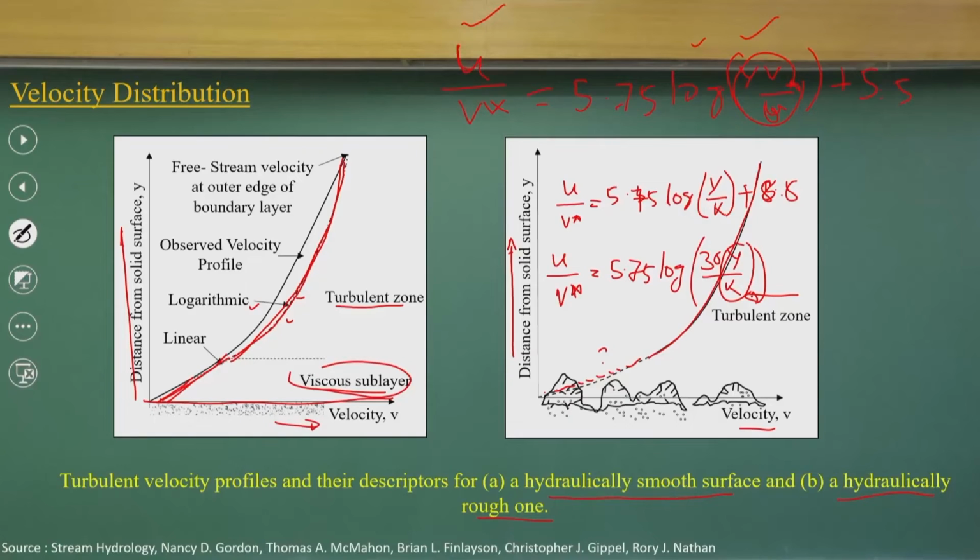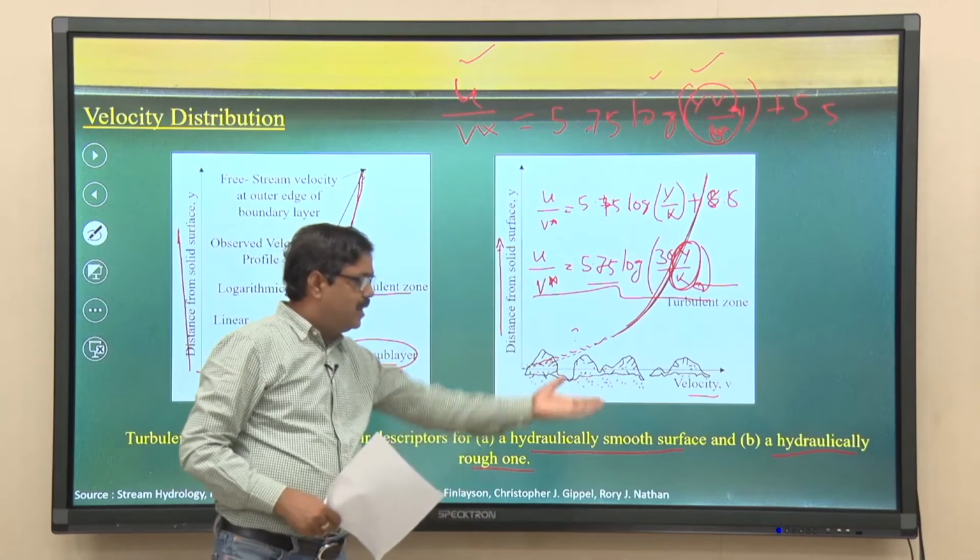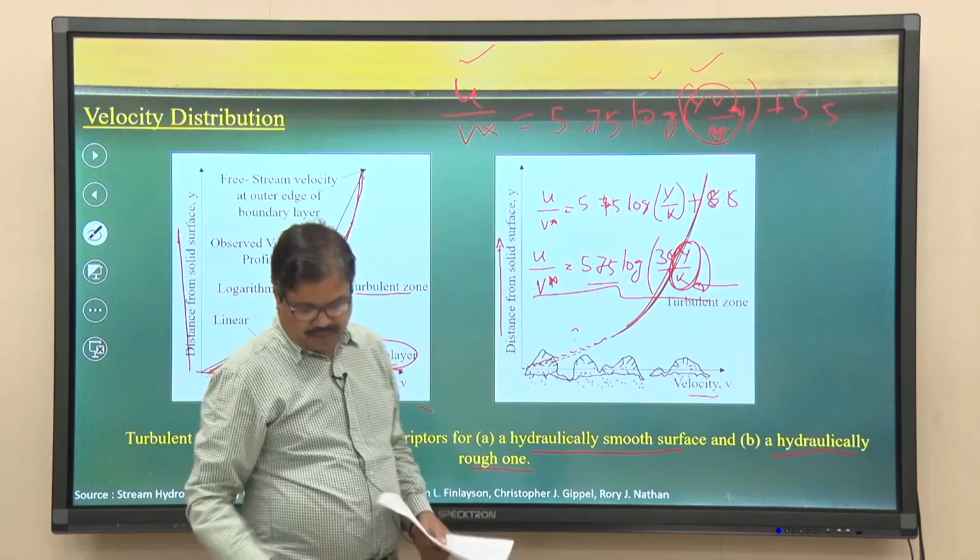But when you talk about the hydraulically rough zones, the velocity distribution does not depend upon the viscous force components, it depends more on the relative roughness value y by k, and that is the logarithmic profile. That is what the logarithmic profile approximates like this. So, this is the velocity distribution when you have a hydraulically smooth surface and a hydraulically rough surface.